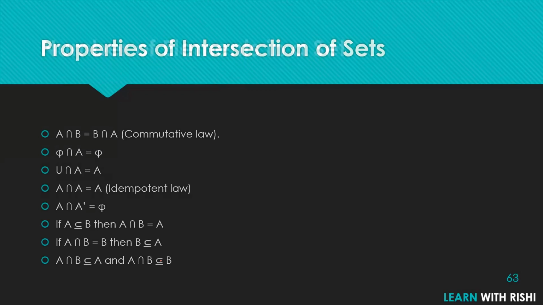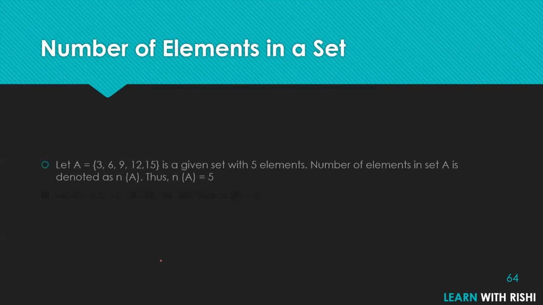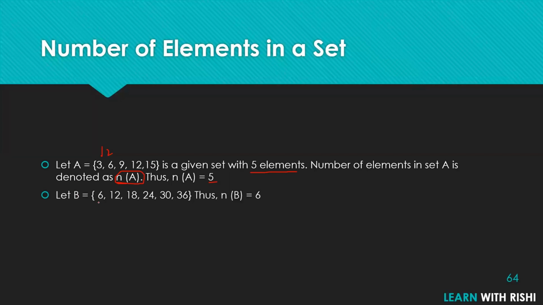Let us move to the next topic, that is number of elements in a set. Now, how do we find number of elements in a set? For example, let A is equal to 3, 6, 9, 12, 15 is a given set with 5 elements. So number of elements in a set A is denoted as n of A. We read it as n of A, that is number of elements in set A. Thus, n of A is equal to 5 because there are 5 elements present: 1, 2, 3, 4 and 5. Let B is equal to these elements. How many elements are present? 1, 2, 3, 4, 5, 6. So 6 elements. So n of B becomes 6.